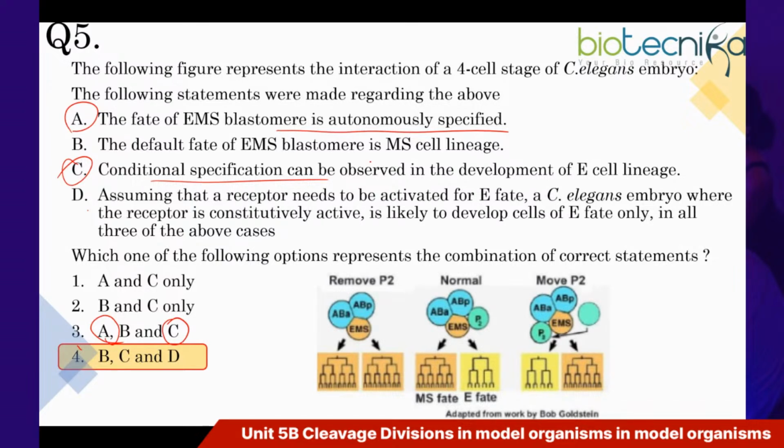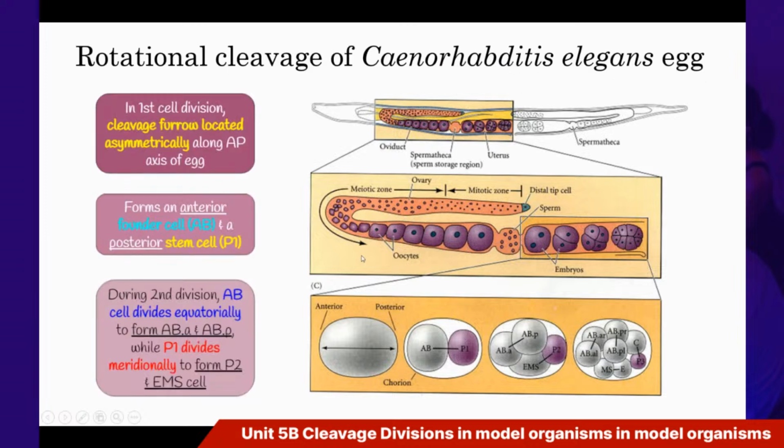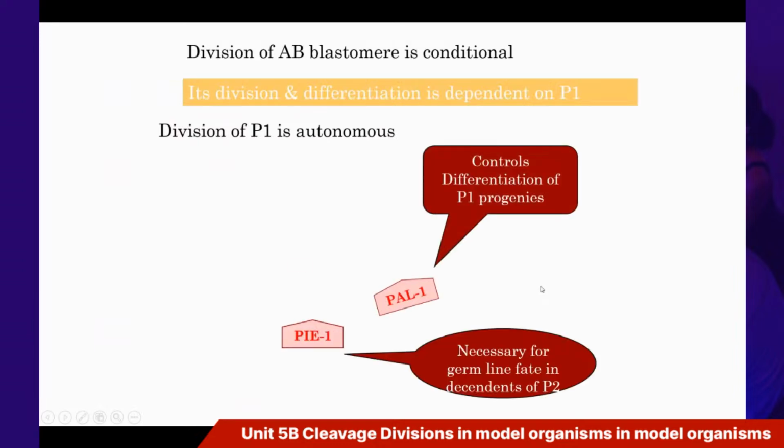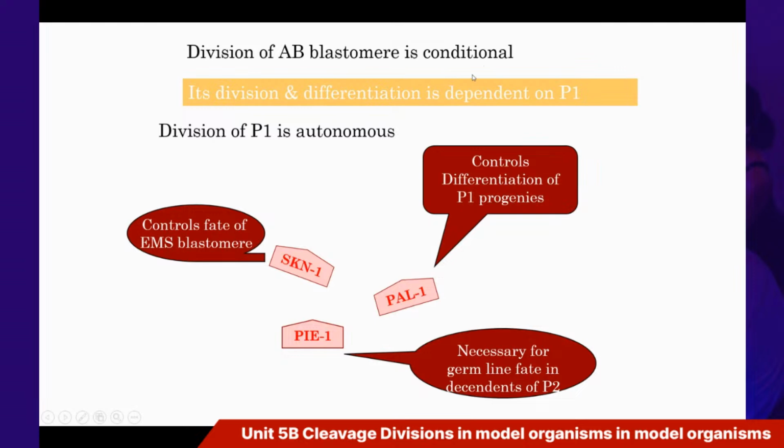Right? Okay, fine. So this was the rotational cleavage division. P2 gives signal to EMS, and then according to that it will form E cell, whichever is closer to P2. Got it? So this is what we know. The division of AB blastomere is conditional. Its division and differentiation is dependent on P1. Only the division of P1 is autonomous, the rest all are conditional. So why is P1 autonomous? Because of the factor PAL1. It controls differentiation of P1 progeny, and PIE1 is necessary for P2, and SKN1 is necessary to control the fate of EMS blastomere.